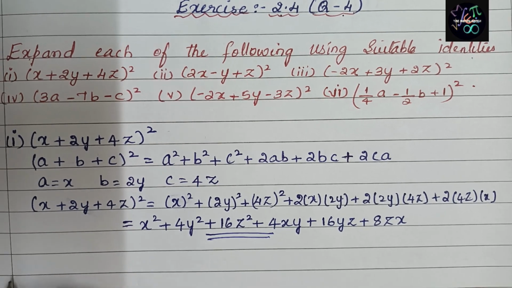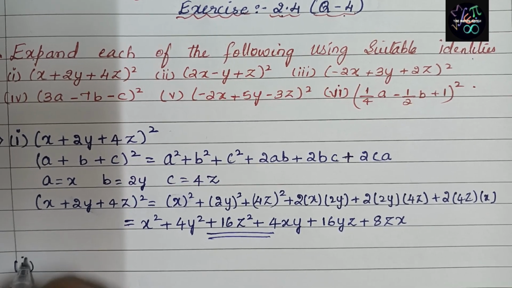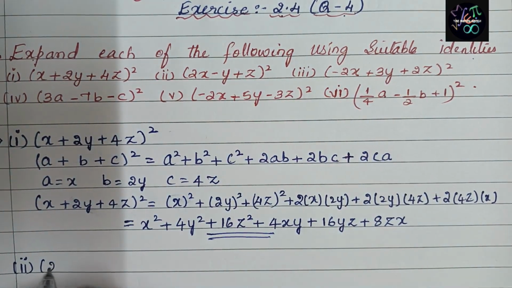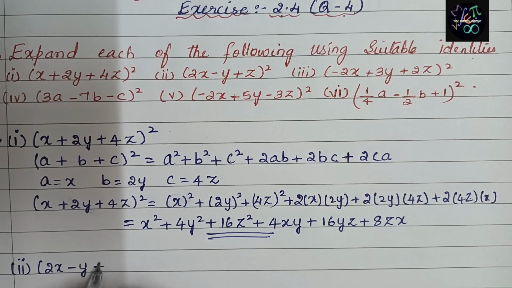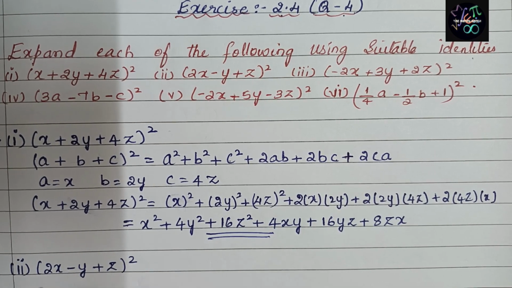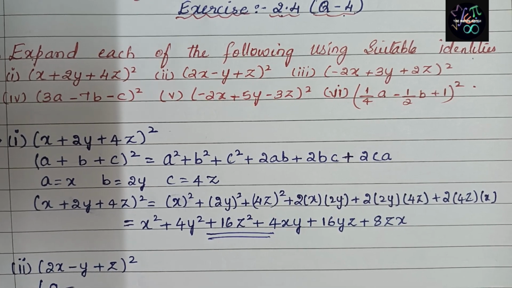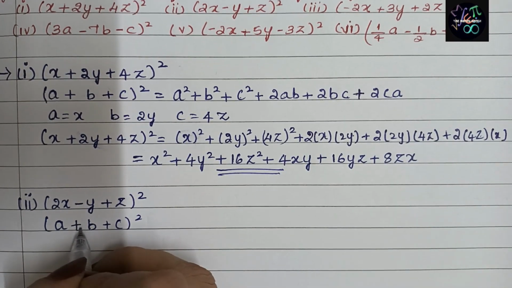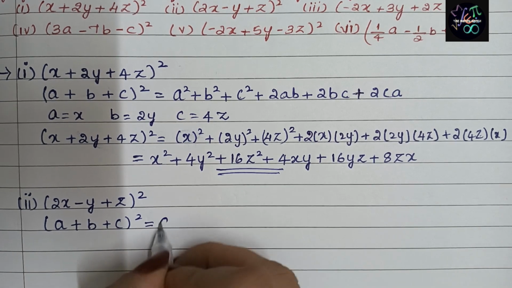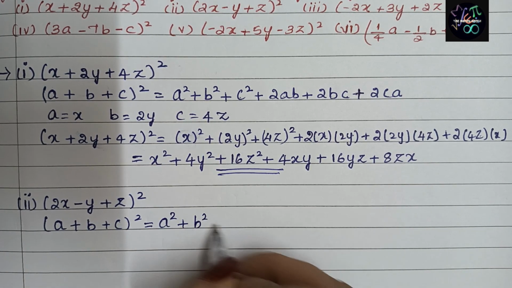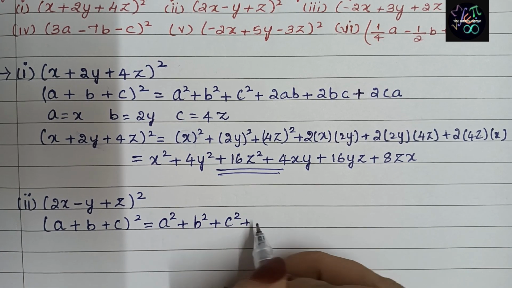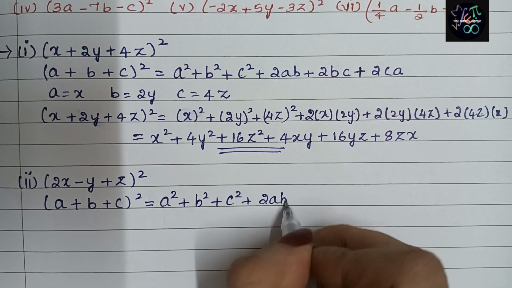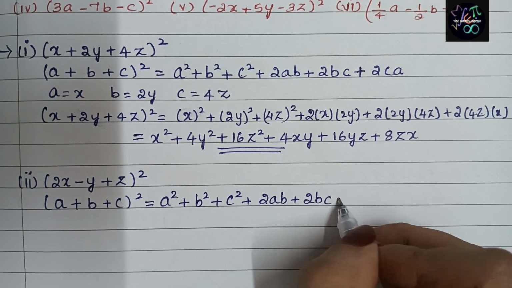Let us see the second question now. Second one, I'll write (2x - y + z) whole square. Now let us write the same thing. The formula is (a + b + c) whole square. We don't have any formula with a minus sign for this, so we will write (a + b + c) whole square, and the formula is a square plus b square plus c square plus 2ab plus 2bc plus 2ca.